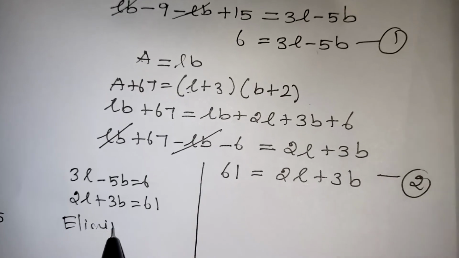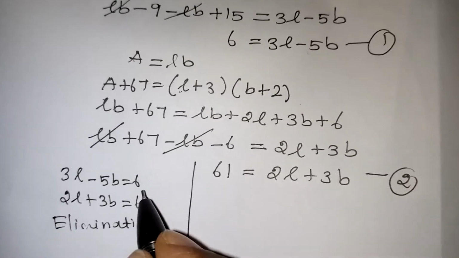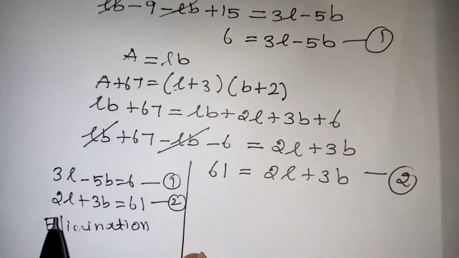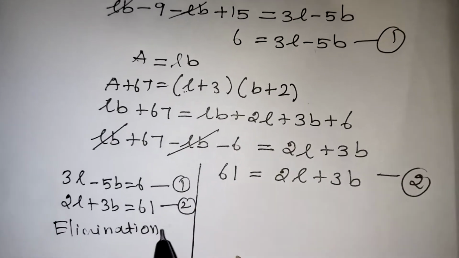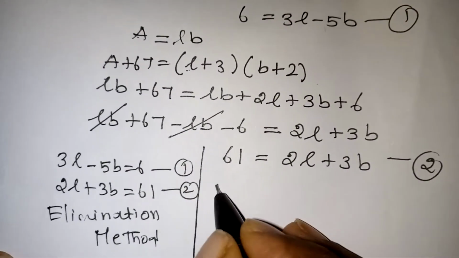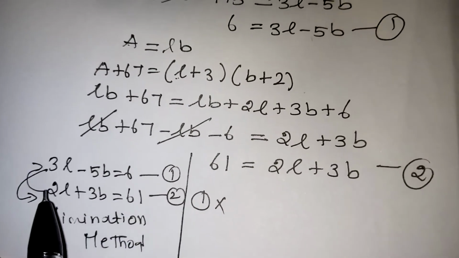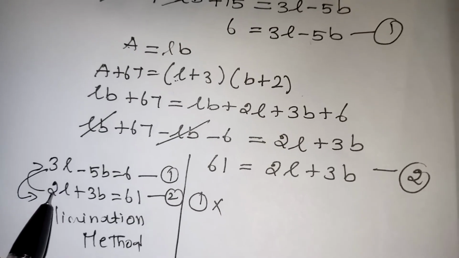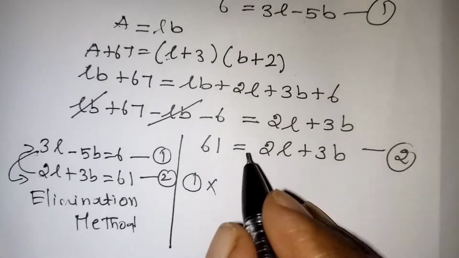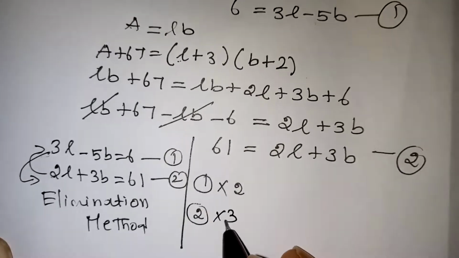In the elimination method, we have to make the coefficient of one variable the same. Here 3, here 2 is given. This is my first equation, this is my second equation. So I want to make these two terms the same number. So the first equation I am going to multiply with 2, the second equation I am going to multiply with 3. Why we are doing it this way means in both places I can get the 6. First equation multiplied by 2, this will become 6. Second equation multiplied by 3, here also I can get 6.